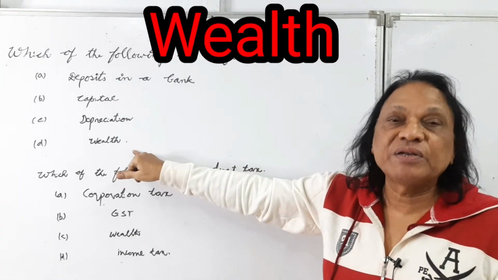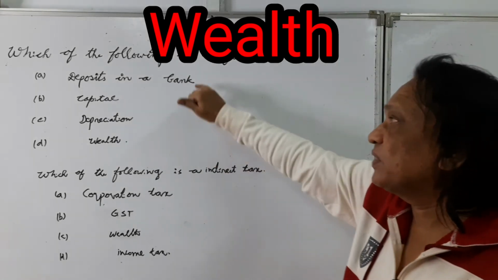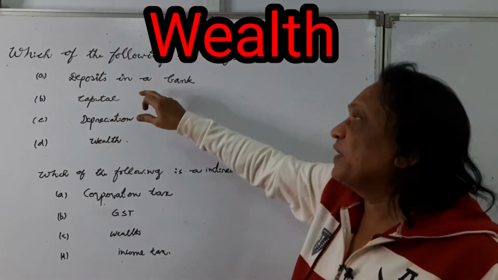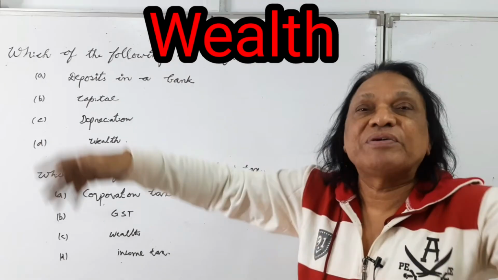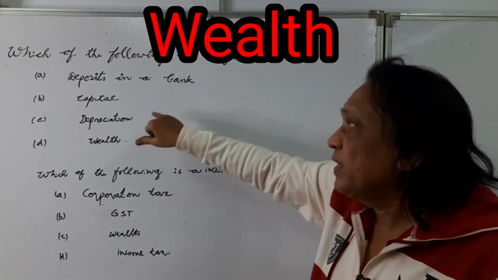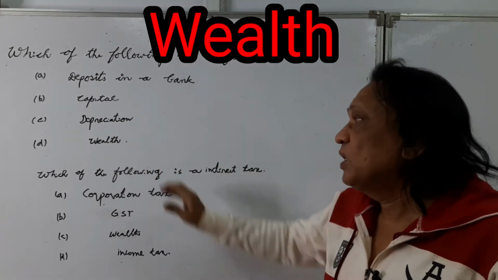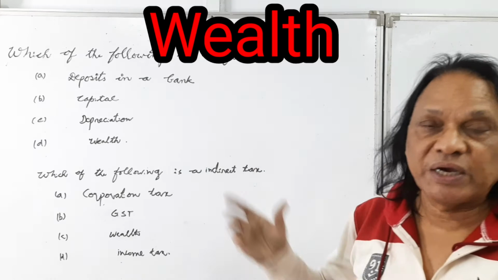Wealth of a person or wealth of the country is a stock concept. So in this case, deposits in the bank is a stock, but if it had been how much deposits you have made in 1 year, that's a flow concept. Just deposits in a bank is a stock concept, capital is a stock concept, depreciation is a flow concept, wealth is a stock concept. I hope it's pretty clear.